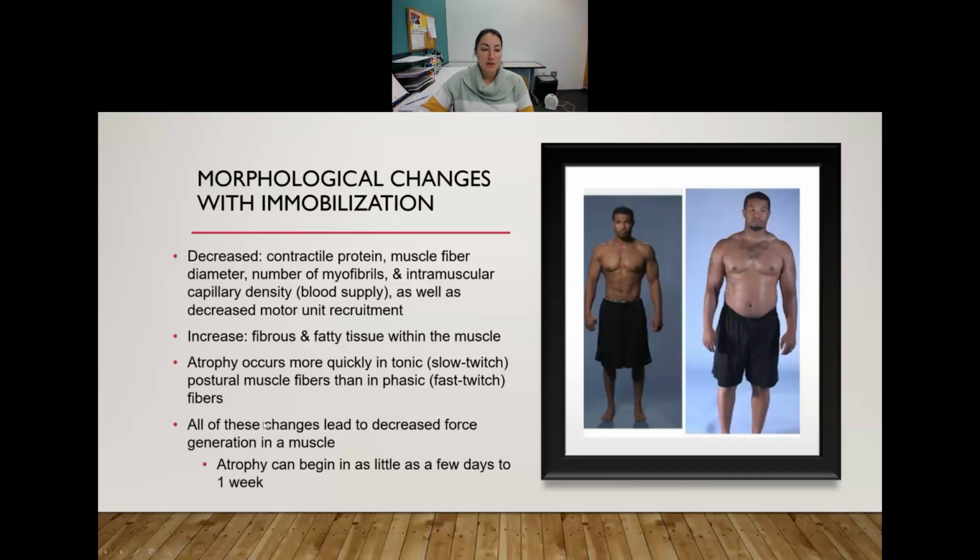All of these changes that I mentioned lead to decreased force generation in a muscle. So that basically means they can pick up less weight. And atrophy can begin in as little as a few days to 1 week. So if you were bedridden for 1 week, you might see some significant drop in your muscle tone or the size, the diameter of that muscle.